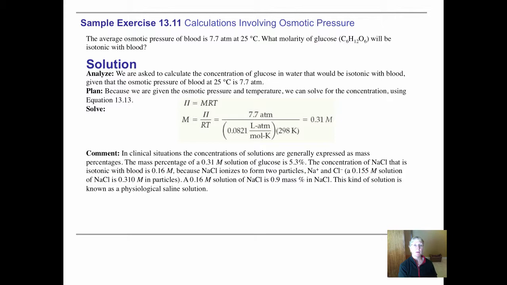So I can set up that if pi equals molarity times R times T, molarity should be equal to osmotic pressure over the gas constant times the temperature. It's fairly easy to solve for this particular problem: 0.31 molar. So essentially what we're saying is that if you want the concentration of glucose to be the same as that in blood, you would have to give that person a 0.31 molar concentration in solution.